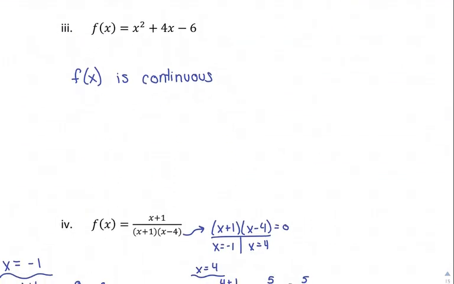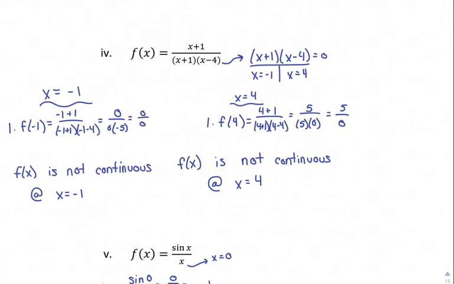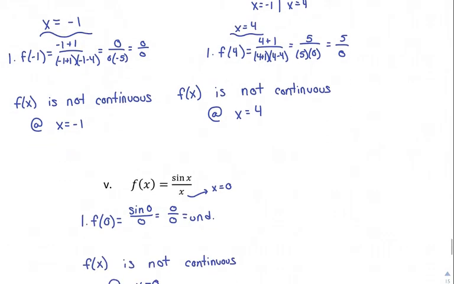For 3, it's a polynomial function, which means it's continuous. For 4, though, we notice it's a fraction. So if we're trying to figure out what x values don't work, we have to find our vertical asymptotes. Our two vertical asymptotes are x equals -1 and x equals 4. If I start with condition 1 for x equals -1, I would get undefined, which means it's not continuous at x equals -1. If I plug in 4 for f of 4, I would still get undefined, which means it is not continuous at x equals 4. So therefore, x equals -1 and x equals 4 are not continuous.